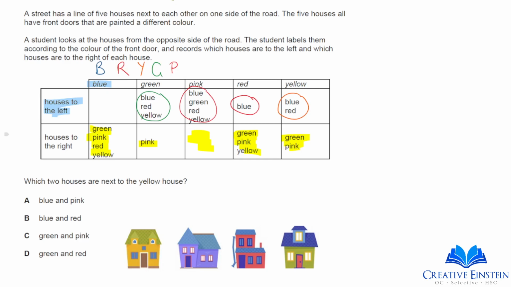Okay, we got it. So our question is, which 2 houses are next to the yellow house? Well, next to the yellow house is the red and the green house. So green and red, option D.